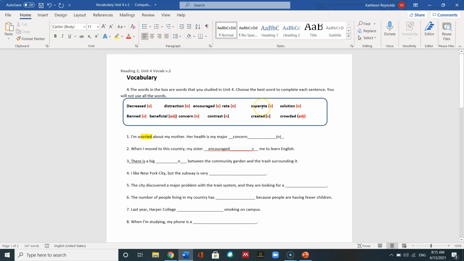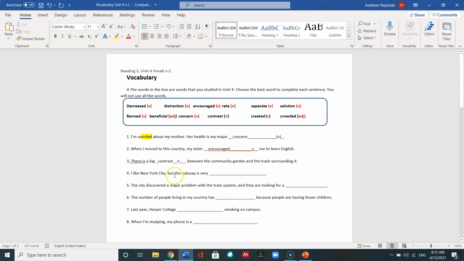So some people might think it's "separate" because we want to separate the community garden and the trash. However, separate is a verb, so we cannot use that one, okay? When we have "between," we often use the word contrast, and that's what we need here. It means there's a difference, something that surprises us between these two things.